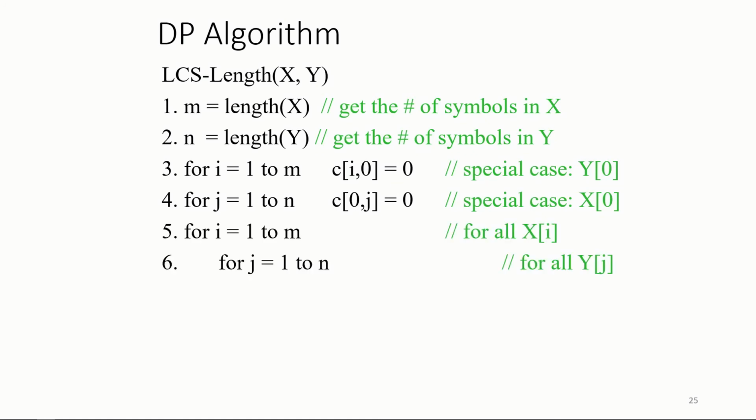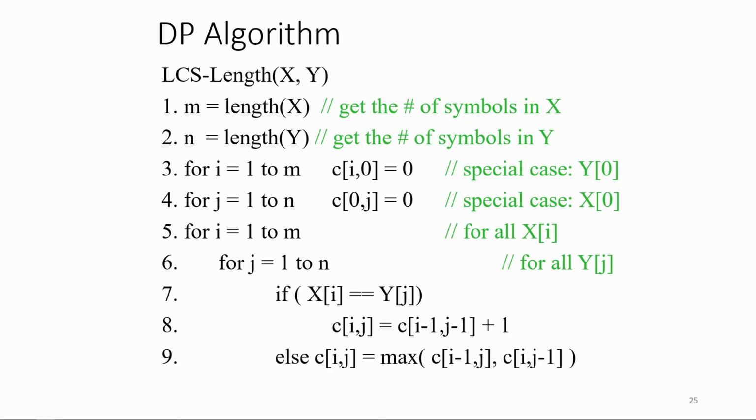Next, you need 2 for loops to iterate over all the cells in the table. You populate all the cells using the formula here that we described earlier. At the end, you return the result from the last cell. This will be clear when we see an actual example.